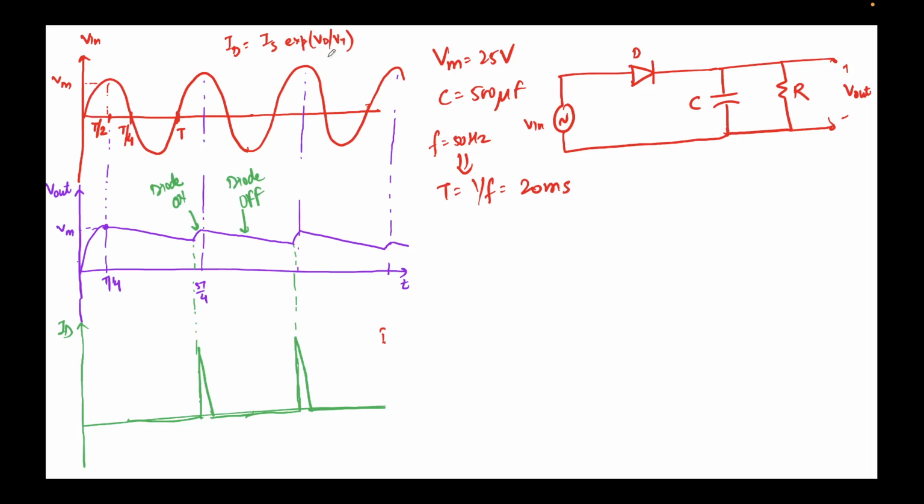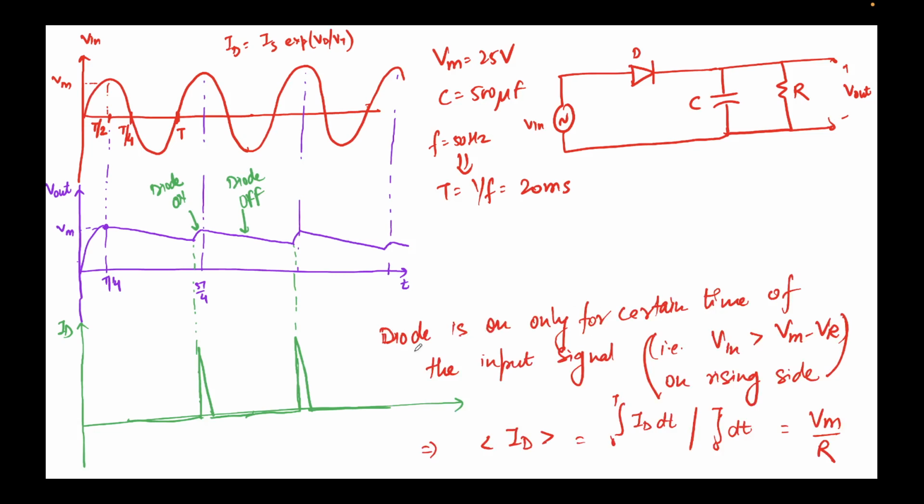You can take a feel of that: this is the expression that's going to dictate the current, and this will depend on the voltage across the diode. If it's forward biased, what is the voltage that is applied? Now let's talk about this in numerical terms. Since the diode is on only for a certain time of the input signal, only for this part the diode is on, which numerically you can define as when Vinput is greater than Vm minus Vr on the rising side.